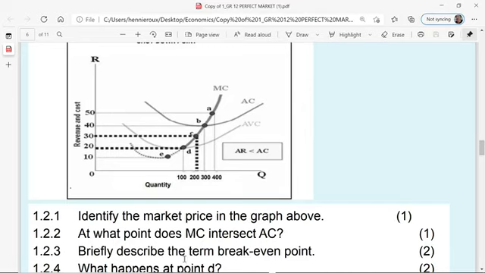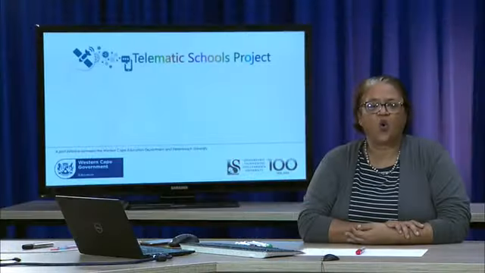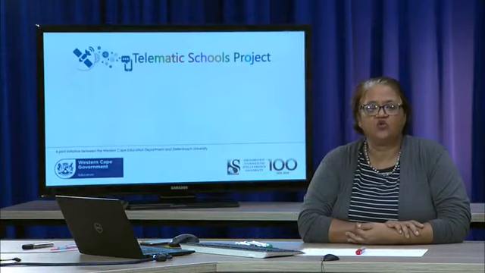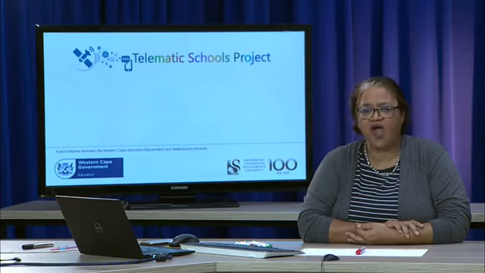So 30 Rand there. At what point does MC intersect AC? So there's my MC curve, and here's my AC curve. So the point that they're referring to is point B. Briefly describe the term break-even point. Okay, so the term break-even point is a point where your costs are equal to the revenue, right? So that point where your average cost equals your average revenue will be known as the break-even point.